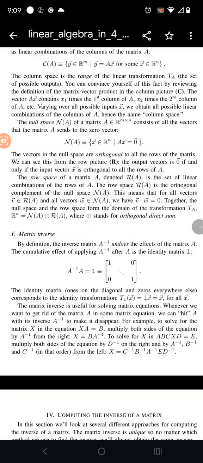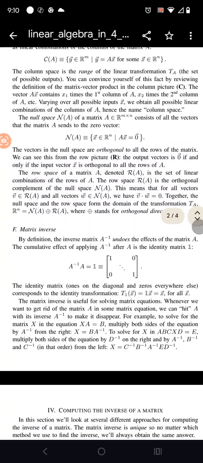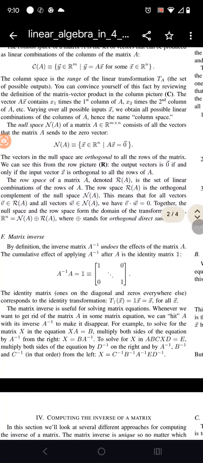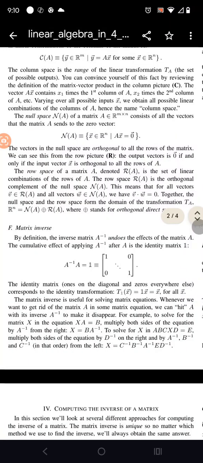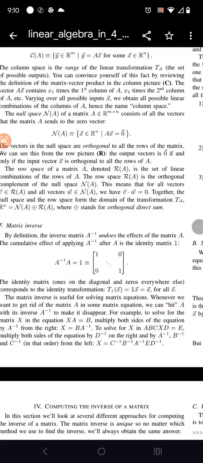For example, to solve for the matrix X in the equation XA equals B, multiply both sides of the equation by A inverse from the right: X equals B A inverse. To solve for X in ABC X D equals E, multiply both sides by D inverse on the right, then by A inverse on the right, then B inverse and C inverse in that order from the left. Eventually we'll find X equals C inverse, B inverse, A inverse, E, D inverse.